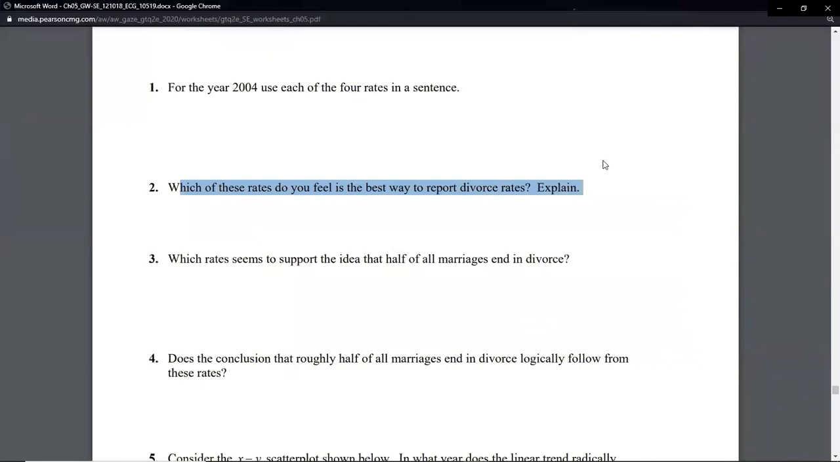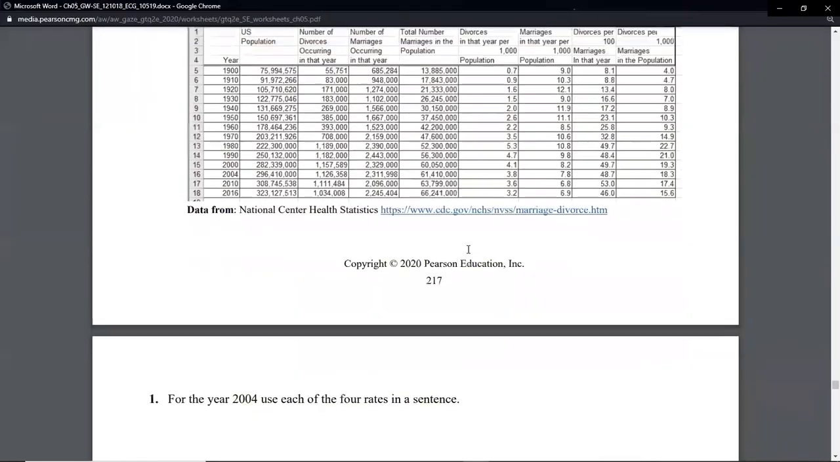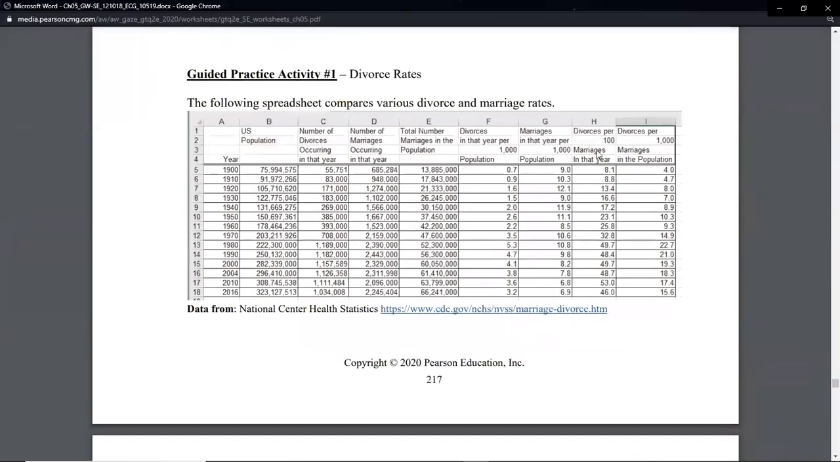Which rates seem to support the idea that half of all marriages end in divorce? Well, if you look at this one, at this column, divorces per 100 marriages, this is the thing where you're comparing these two values to each other as a ratio. And that's where you get that 50% approximation for the past roughly 50 years or so. Before then, that wasn't really the case. There were a lot fewer divorces per marriage.